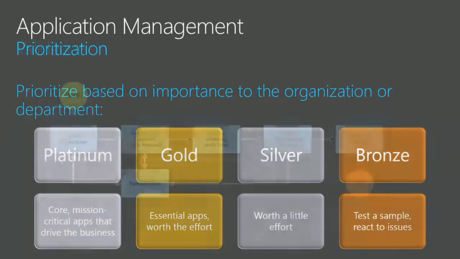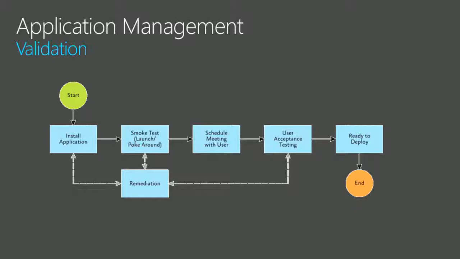So the validation process then: you install it, you launch it, you go through some key activities. If you run into any issues, you try to remediate those. Once you've completed that process, the app's ready to deploy. Basically, you're maintaining a list and trying to keep track of the status of all of these. The remediation's the hard part.